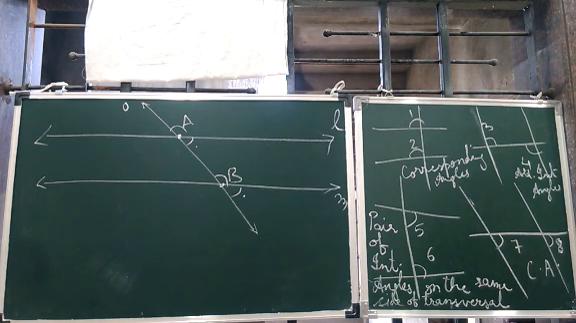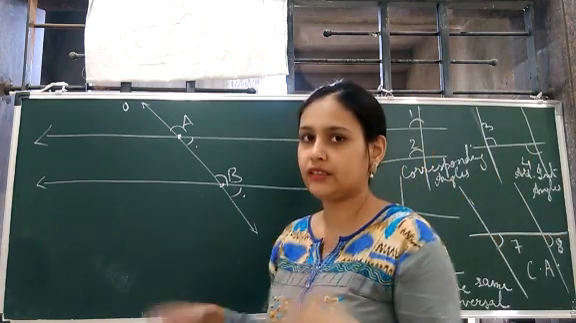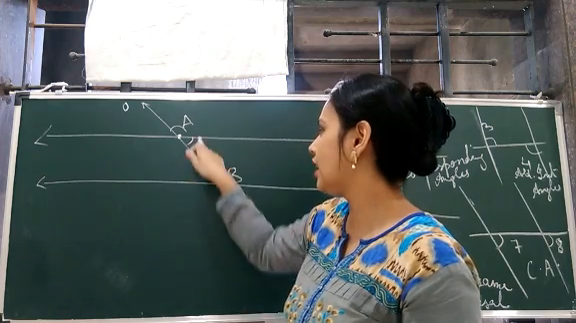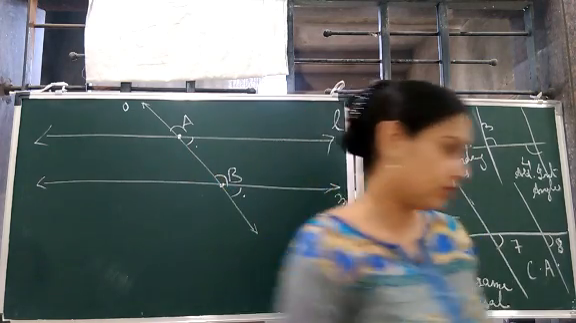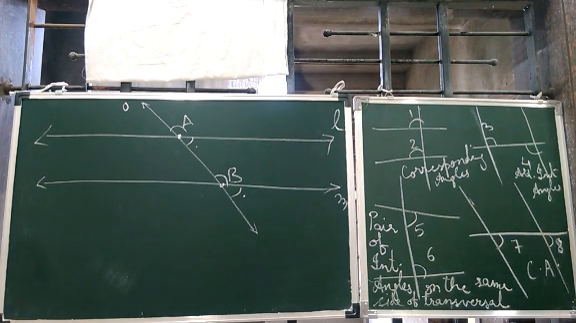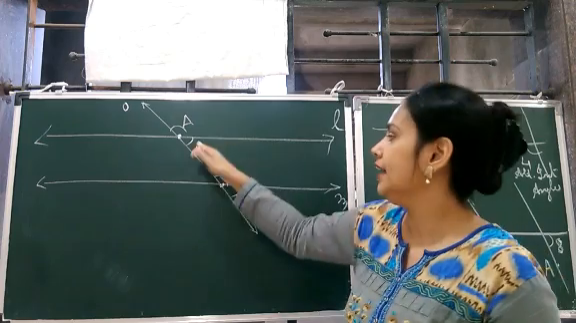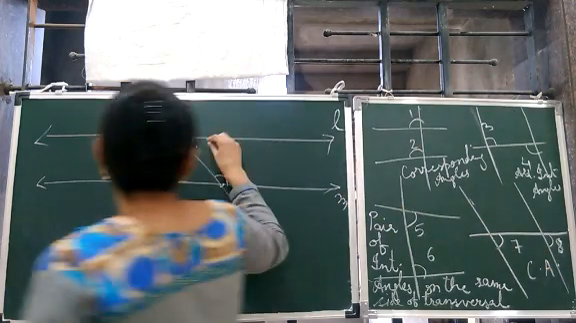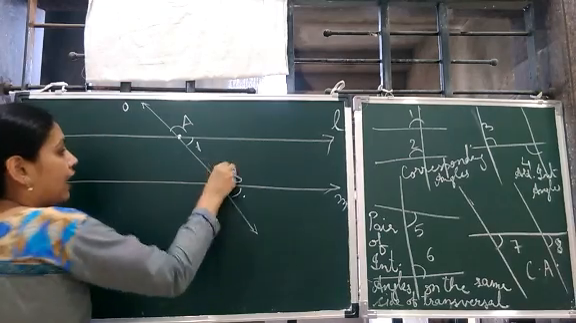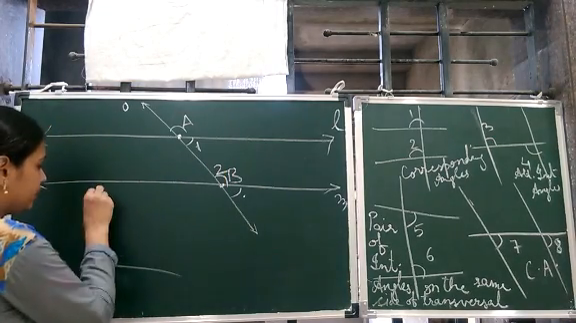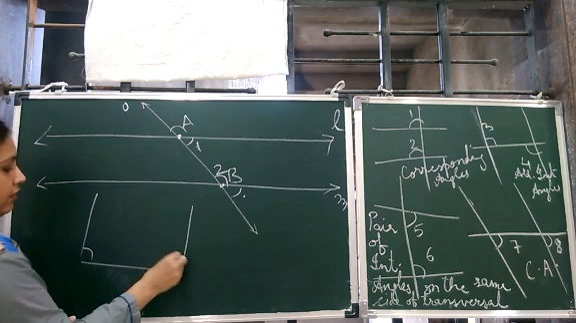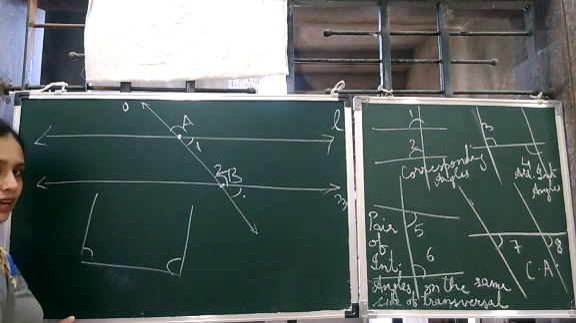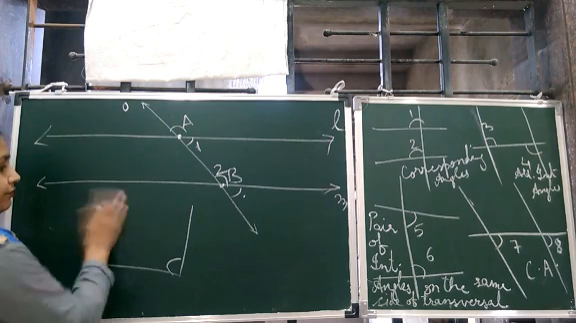And also the alternate interior angles are equal. That we know. We've already done that. Now alternate interior angles are equal in measure. Okay. Also the interior angles on the same side of the transversal are supplementary. This also we have done when we did the parallelogram. The interior angles are always supplementary.